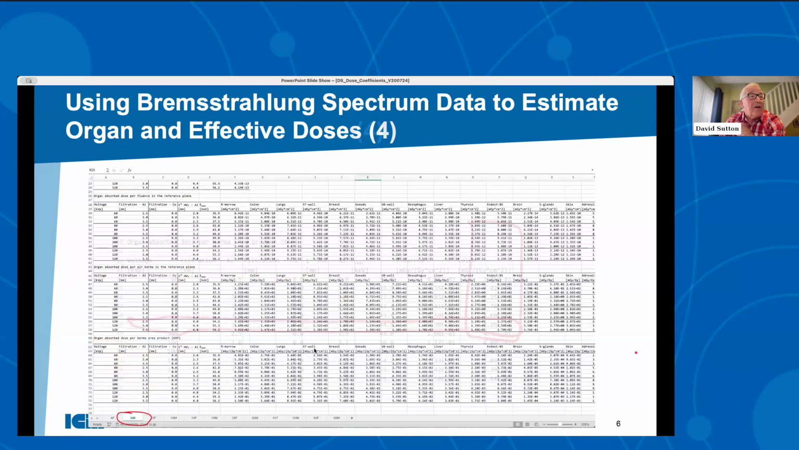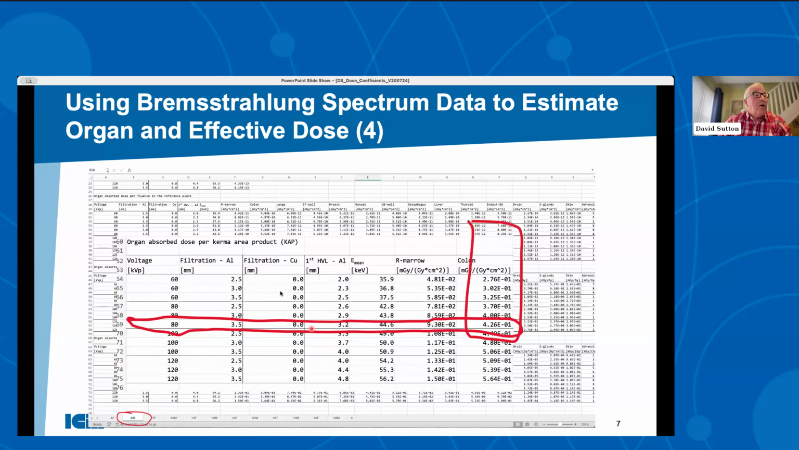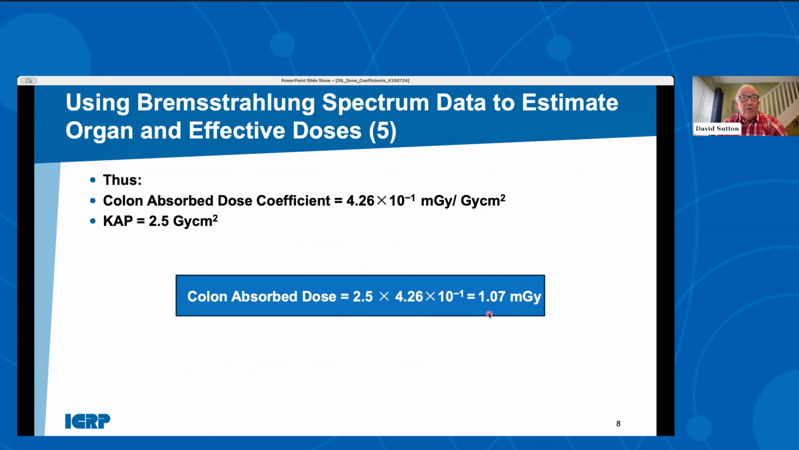So I'll just magnify it up a little bit to show you the area we're interested in, which is the organ absorbed dose per kerma area product. We're interested in 80 kV, 3.5 millimeters of aluminium, and we're looking at the colon. And this shows us quite simply that the dose coefficient here is 0.426 milligray per gray centimeter squared. So to calculate the colon absorbed dose, we multiply these two together, KAP and the dose coefficient, and we get an absorbed dose of 1.07 milligray. So that's pretty straightforward.